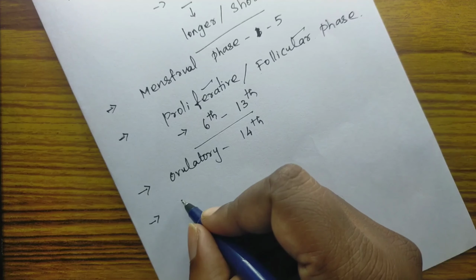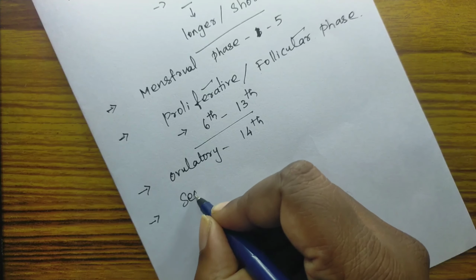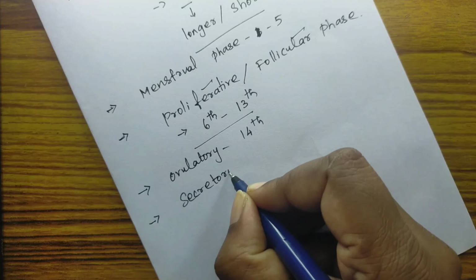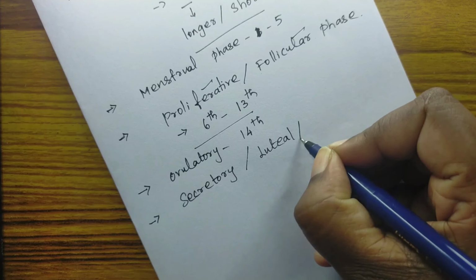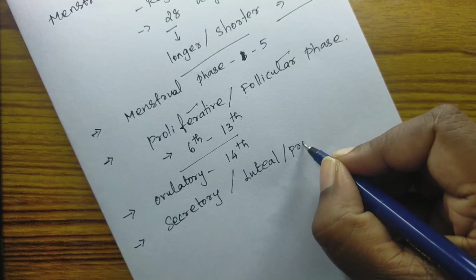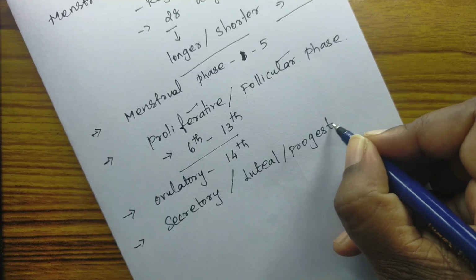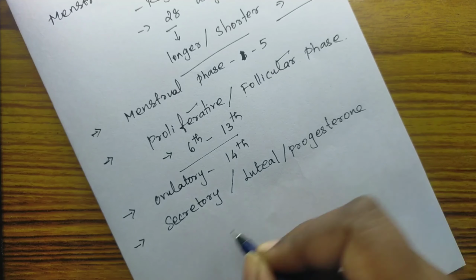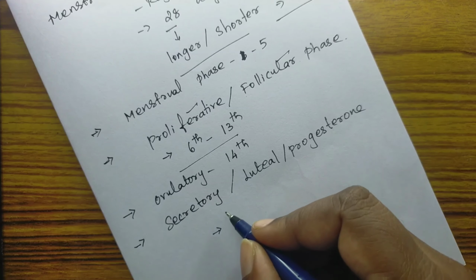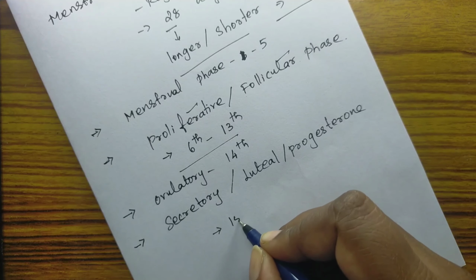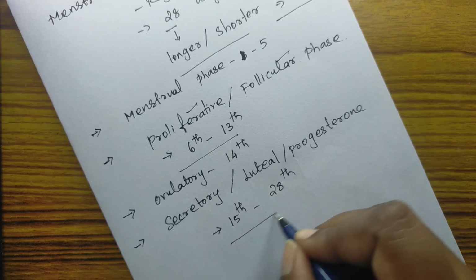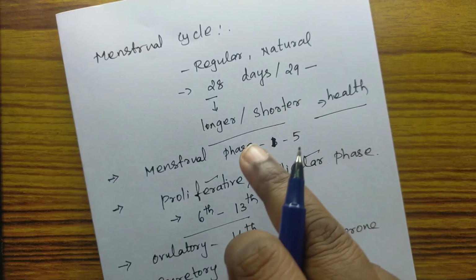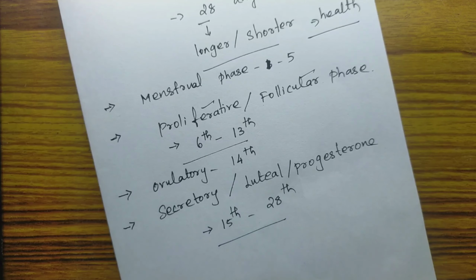The next phase is the secretory phase, which is also known as the luteal phase. There is another name for this phase, known as the progesterone phase. It is from the 15th day to the 28th day of the menstrual cycle. So these are the 4 phases of the menstrual cycle.